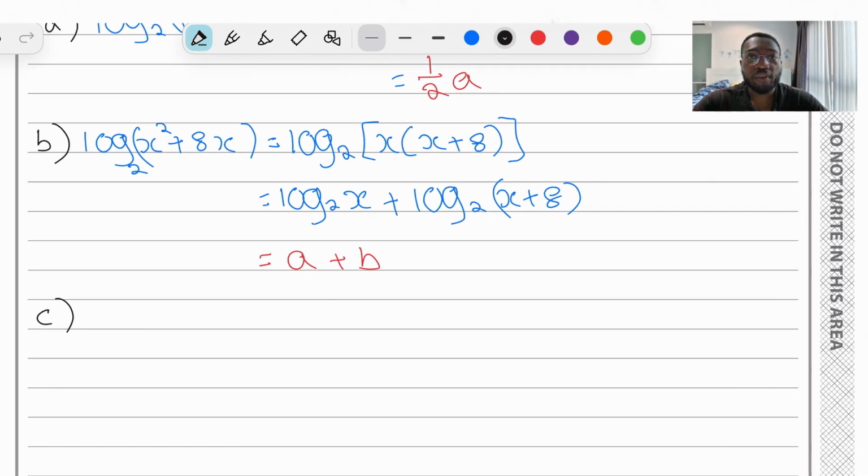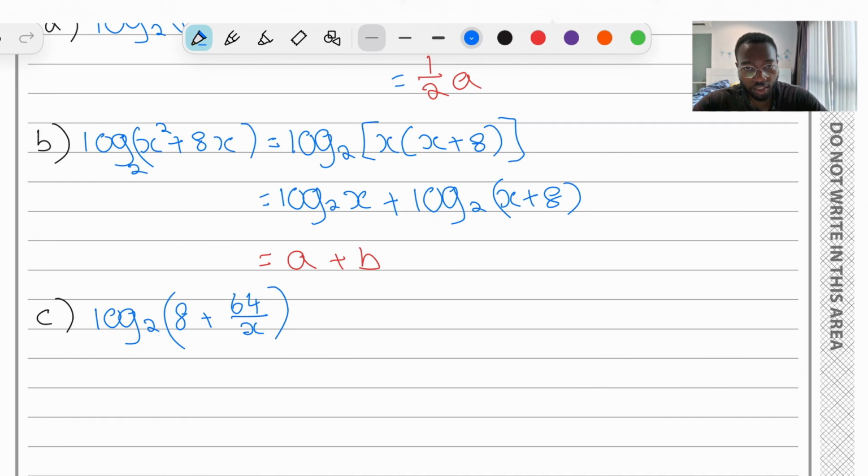Okay, and for the third one, we have log base 2 of 8 plus 64 over x. So this one is a bit more challenging. But as you can kind of see already, this is similar to x plus 8 in a way, because we have the 8 and then we have the 64.